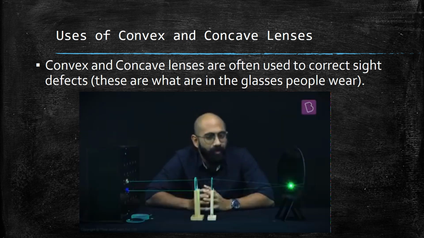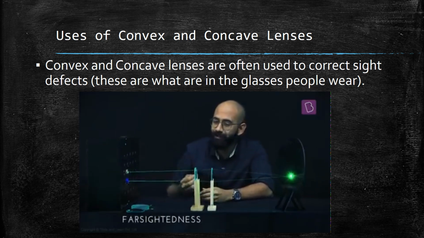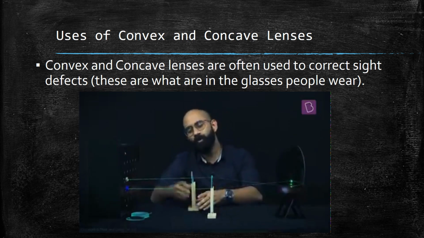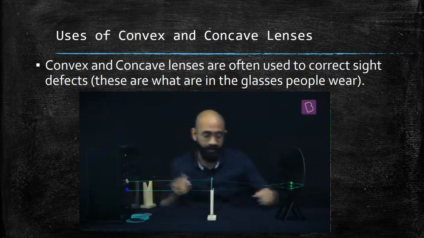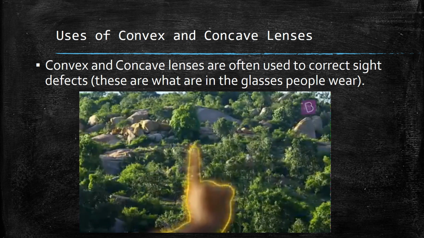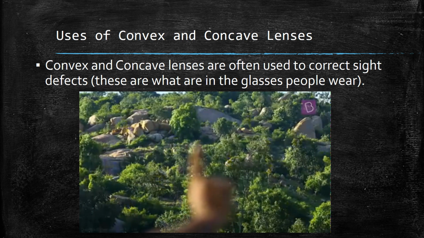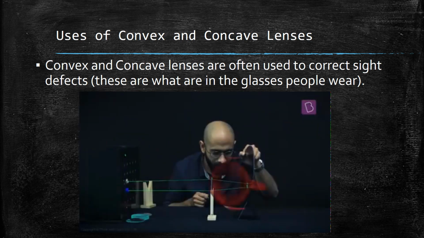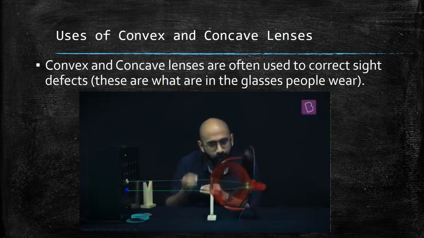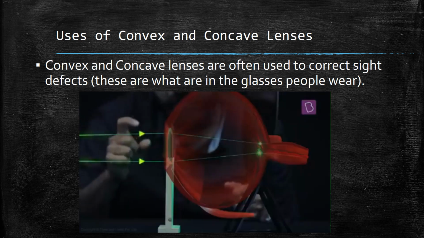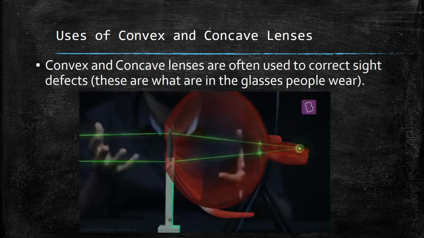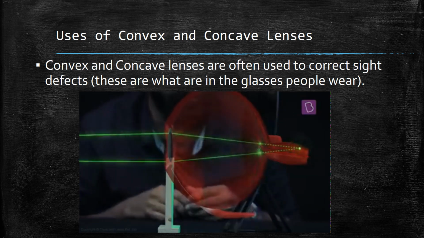So the other type of common defect is called farsightedness or hypermetropia. And this generally occurs when people get a little older. So what happens in this case is that when they see objects that are close by, they appear blurry, and objects that are far off appear clear. Now, when you look at their eye, this is what happens. So when these people look at objects that are close by, those rays get converged to a point behind the retina, and therefore this person ends up seeing a blurry image.